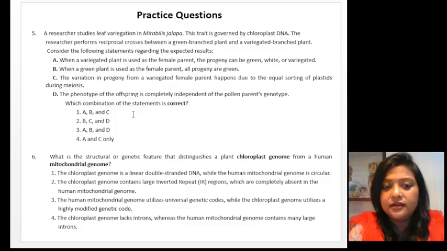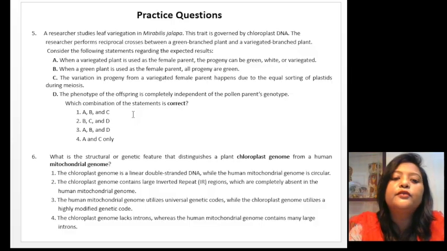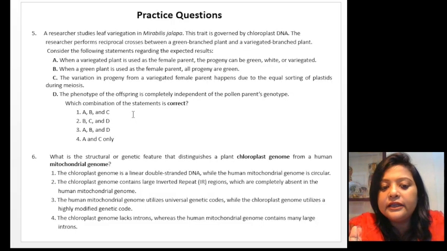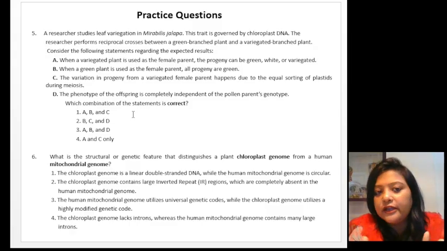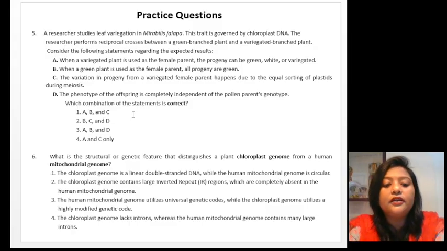Okay, B: when a green plant is used as a female plant, all progeny are green, obviously. So B has to be there in the answer. So if you see in the options, number 4 is eliminated. Only 1, 2, 3 is there. Then now I will leave this to you. I will not tell you the answer. Very easy questions I've given here.